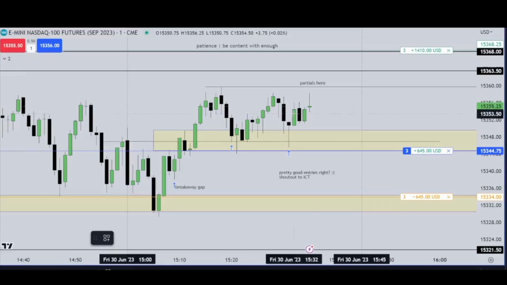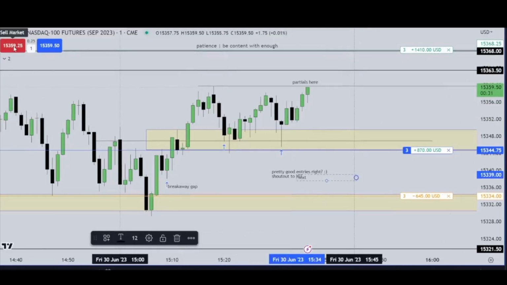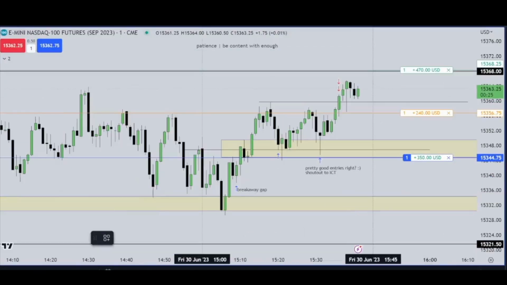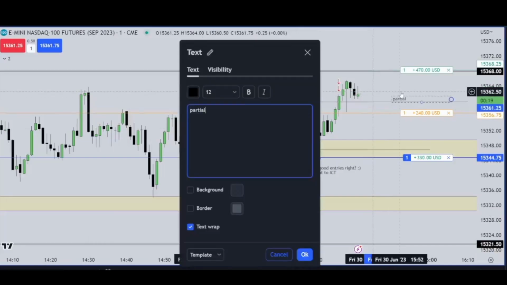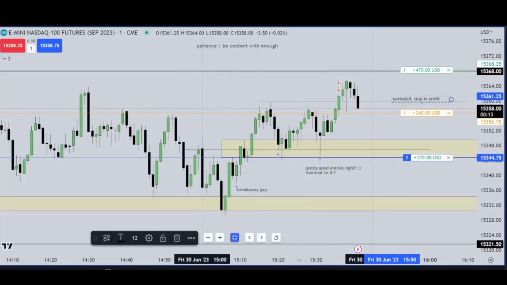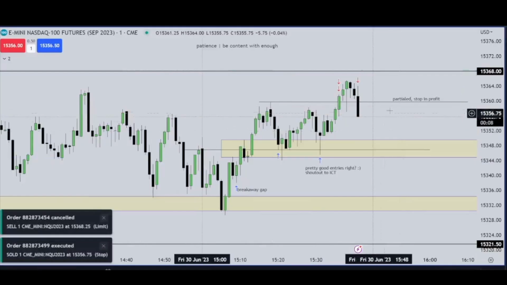And then here, I'm looking at the reaction to these highs here. I want to see, does the candle close above? And it did. And that's when I start moving my stop up. And I got stopped out in profit here.